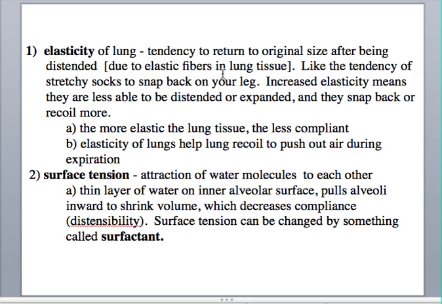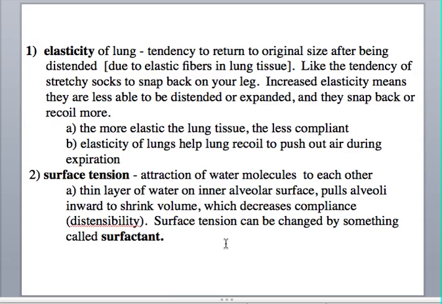in A&P 1. So there's a thin layer of water on the inner alveolar surface, and that thin layer will pull the alveoli inward to shrink the volume, which will decrease the compliance or decrease the distensibility.